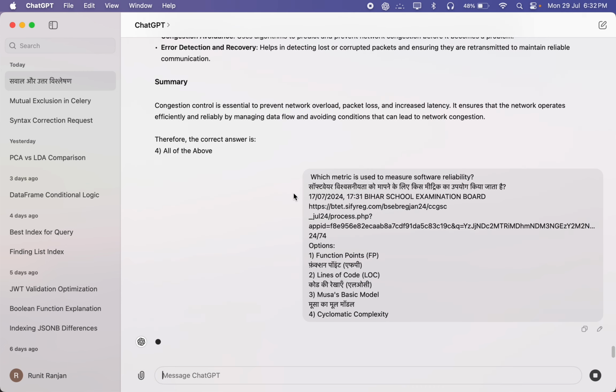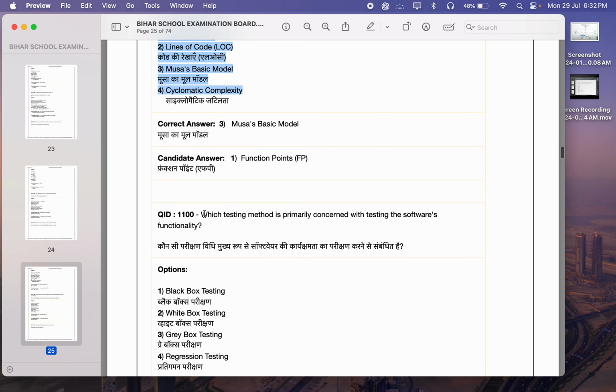In the meantime, when this answer comes up, let's look into something else. Which testing method is primarily concerned with testing the software's functionality? So we want to test the software functionalities, right? When you want to test the function of a software, we don't want to check the code, how each line of code works. We just want to see whether the output or the answer is correct for that particular function or software, right? So that is your black box testing.